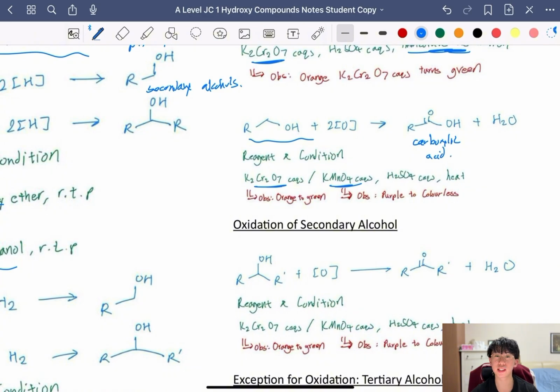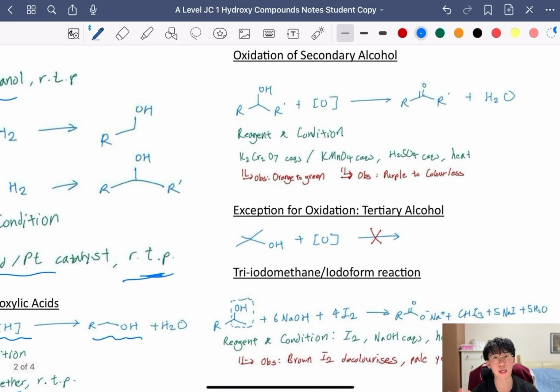As you can already suspect, your aldehydes can oxidize further to give your carboxylic acids. The observations are, whenever you use dichromate(VI), it turns from orange to green. And whenever you use manganate, it turns from purple to colorless. You can just use these acronyms over here, DOG and MPC for my pack cat. D is for dichromate, orange to green, and MPC is manganate, from purple to colorless.